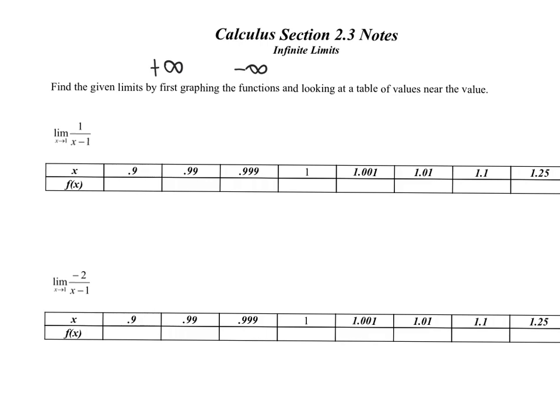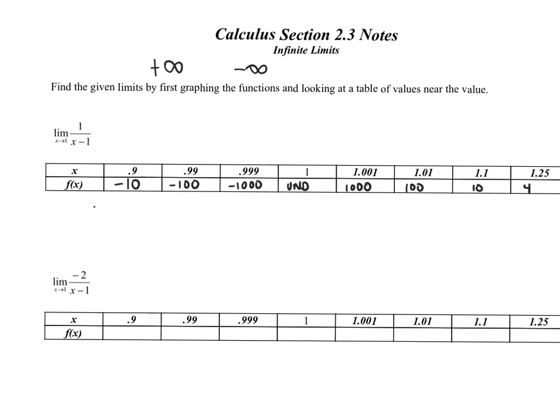So if we look at it with a table, this first one we see x approaches 1 of 1 over x minus 1. So if I fill out this table, I'll get negative 10, I'll get negative 100, I'll get negative 1,000, undefined at 1, but that doesn't matter for a limit, remember. We have 1,000 on this side, we have 100 on this side, we have 10, and then we have 4.